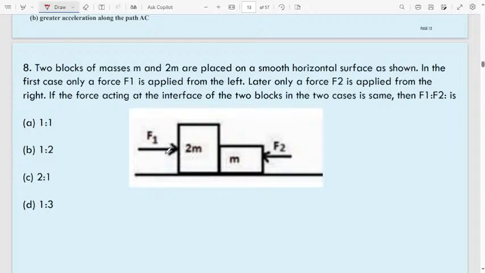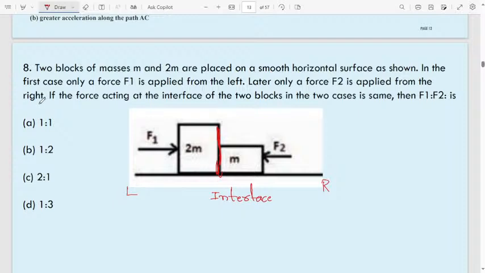Consider your left, consider your right. This is left, this is your right. Your left, your right. Then here, the force F1 is applied from the left. Later, only a force F2 is applied from the right. The force acting at the interface of the two blocks, this is the interface. Okay.